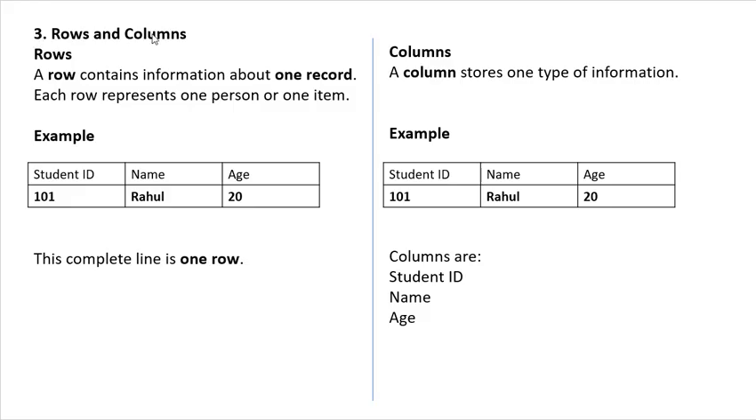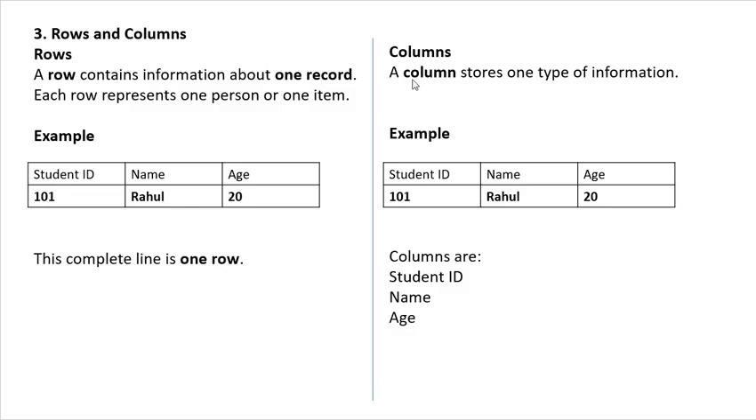Third is rows and columns. A row contains the information about one record, and each row represents one person or one item. For example, with student ID, name and age, the first row is 101, the name is Rahul and the age is 20. That is one record and one row, the complete line is one row.